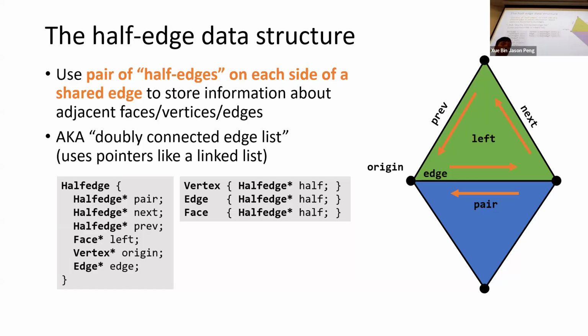Yep. The half edge, is that enough information for each triangle? Yeah. For every triangle, we only have to store a pointer to one of the half edges, and then we can use the next and previous pointers in the half edge to retrieve the other two edges. So we don't have to explicitly store all three edges for a triangle.